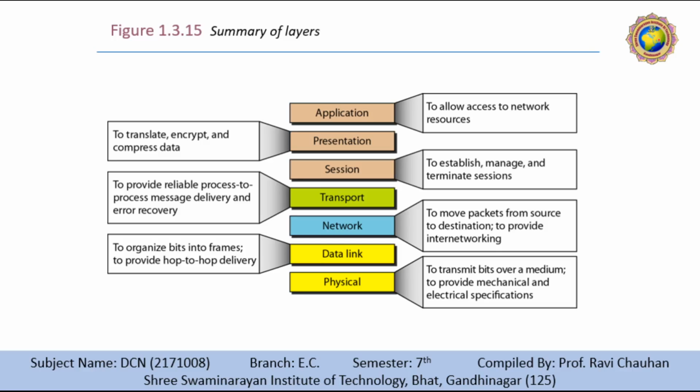Session layer, it is used to establish, manage and terminate the sessions. Presentation layer is used to translate, encrypt and compress the data. Finally, application layer allows access to network resources. Fine. So it is a very good image and very easy to remember each and every stage of the OSI layers.